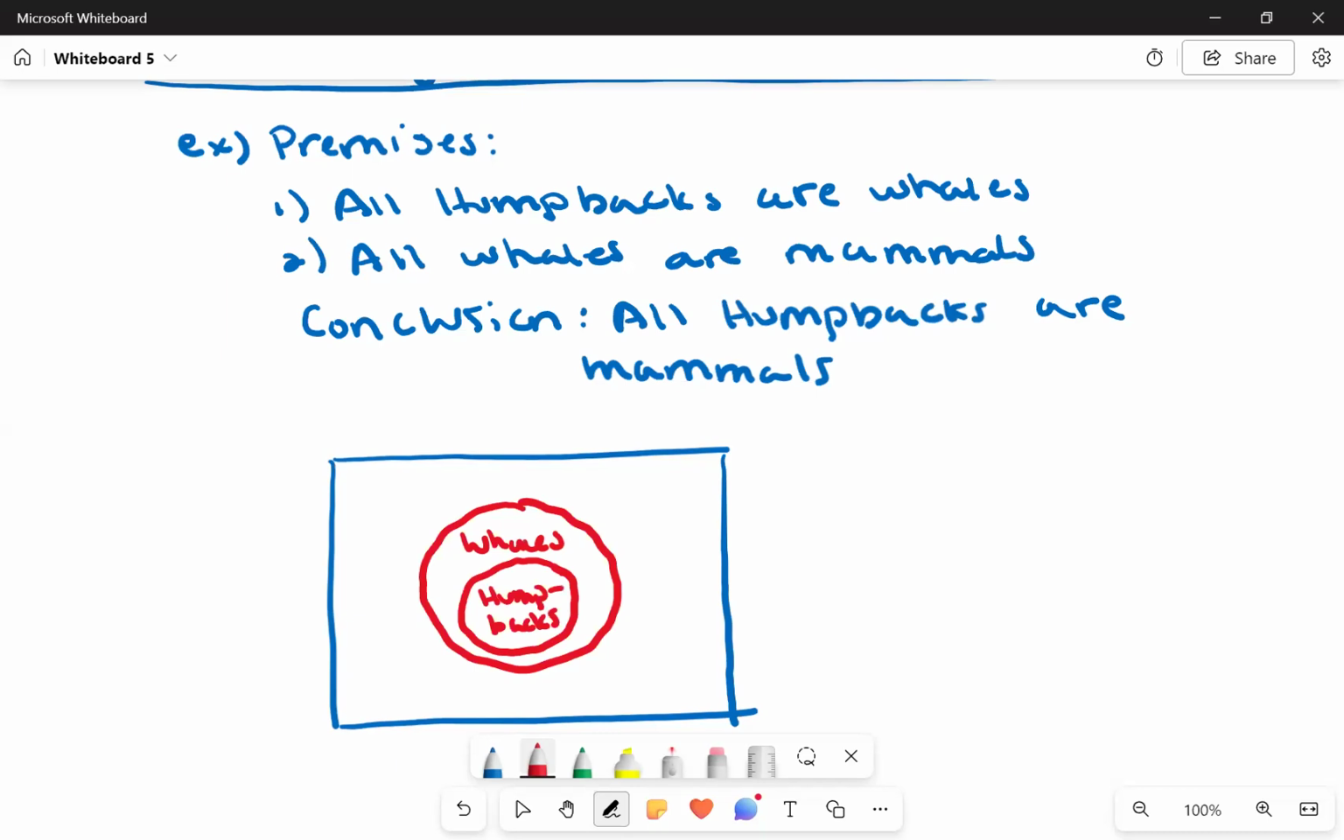I had to split the word humpback up. So humpbacks are all whales, period. All of them, therefore I drew a subset diagram here for the Venn diagram. But when I look at premise 2, it's another subset. It's saying all whales are mammals. So I can take the second premise and see that I have a bigger category outside of the whales, which we will call mammals.